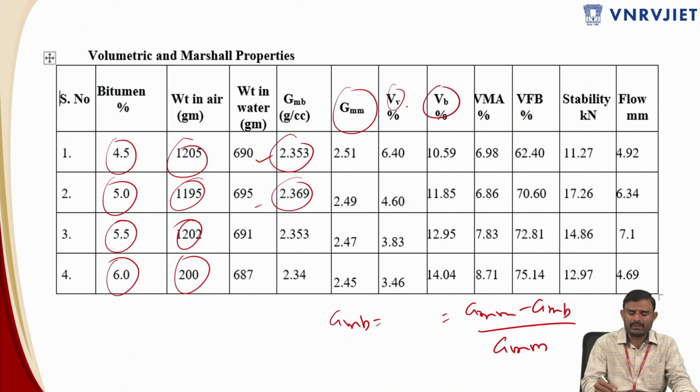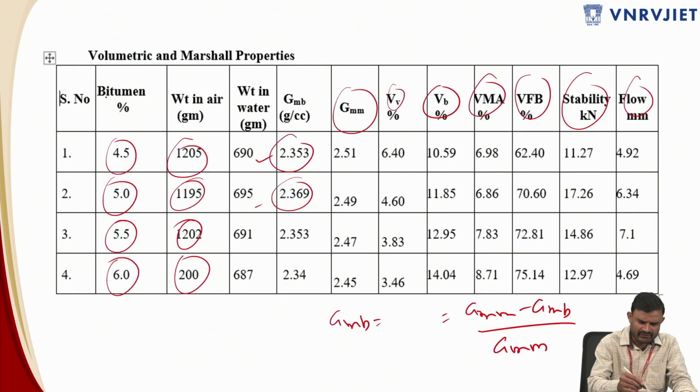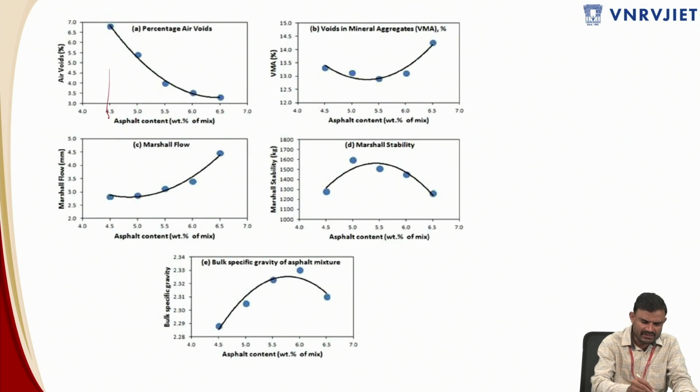And then you know how to calculate VB, which we also looked at, and then VMA followed by VFB, and this is the stability and the flow. So these are the different values which I have got. Now I'm going to plot some graphs. So these are the different graphs. I've taken 4.5%, this is the value, 5%, 5.5, 6, 6.5, like that.